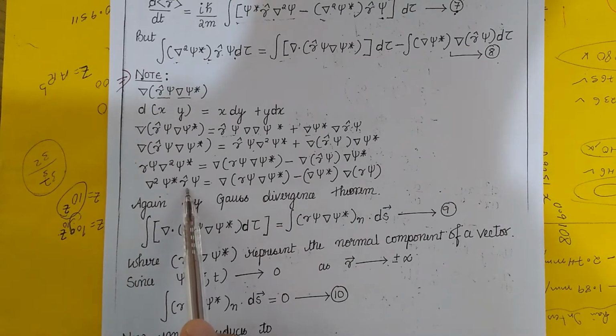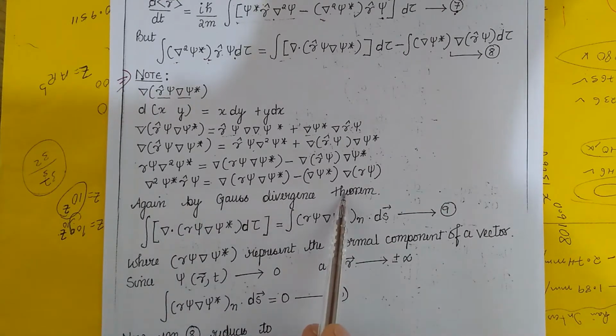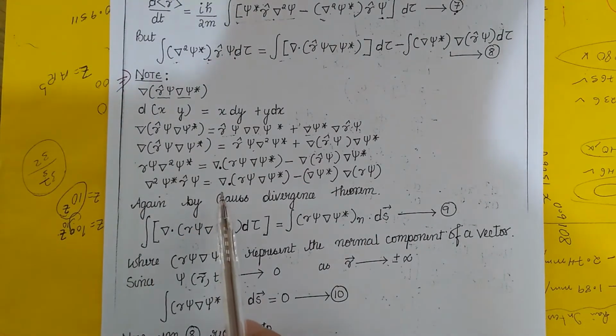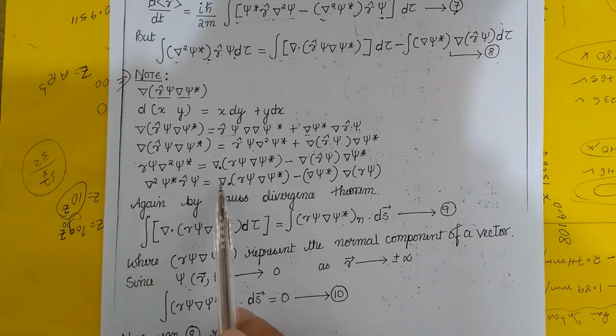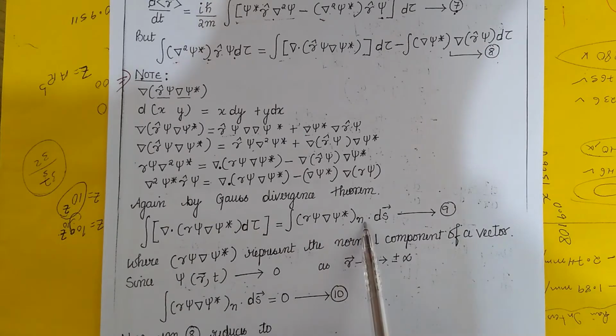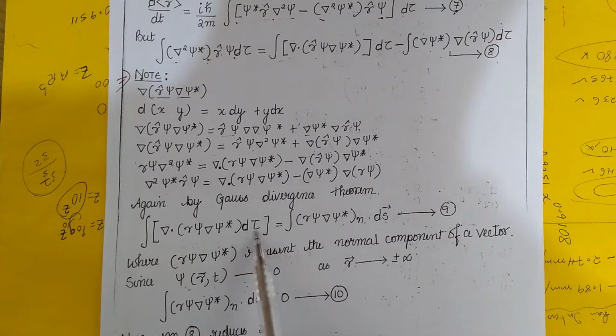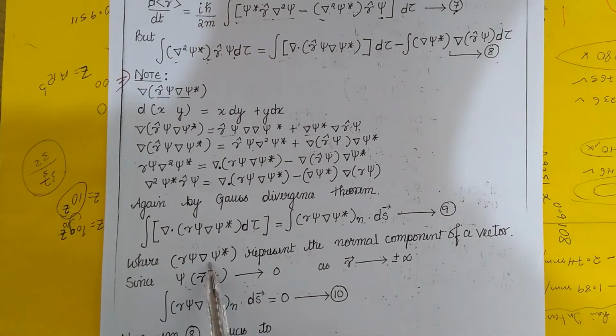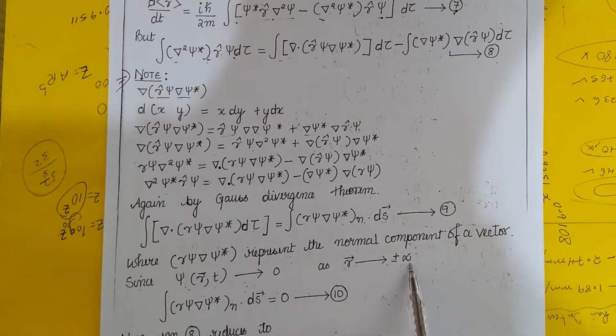Alright. Now, what happens here if we apply the Gauss divergence theorem? So here it should be del. This is a divergence. Okay, so if we apply the Gauss divergence theorem, it can be replaced by this one. Instead of having volume integration, it can be replaced by the surface integration. But we know that this term represents the normal component of a vector, since psi tends to 0 as r tends to plus minus infinity. Then in that case, this term will become 0.